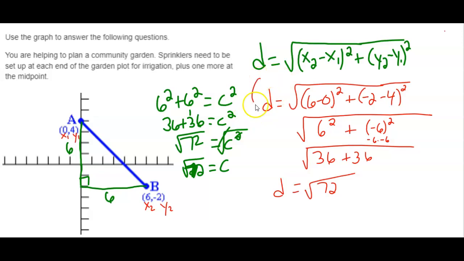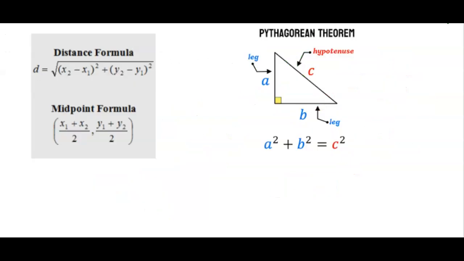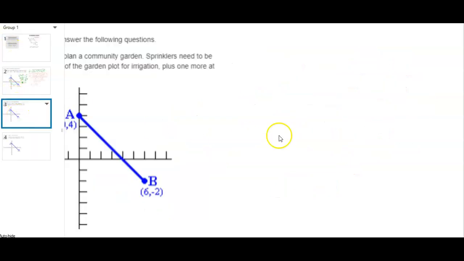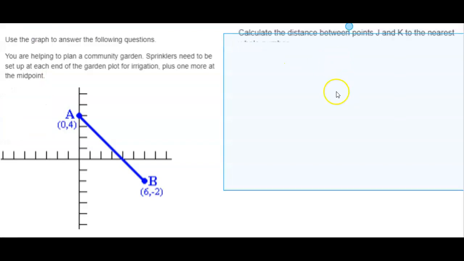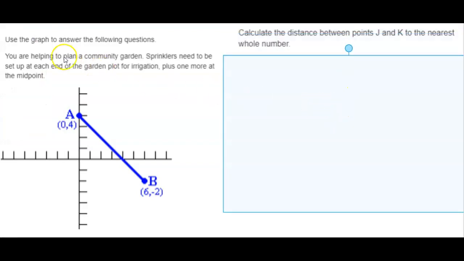Anyways, I think on the quick check though, it just wanted you to plug them in. Let me head back over here. I went the wrong direction. So on this next one, it's the same situation, the same graph, and it says calculate the distance. Oh, I just did that. But it does say to the nearest whole number.